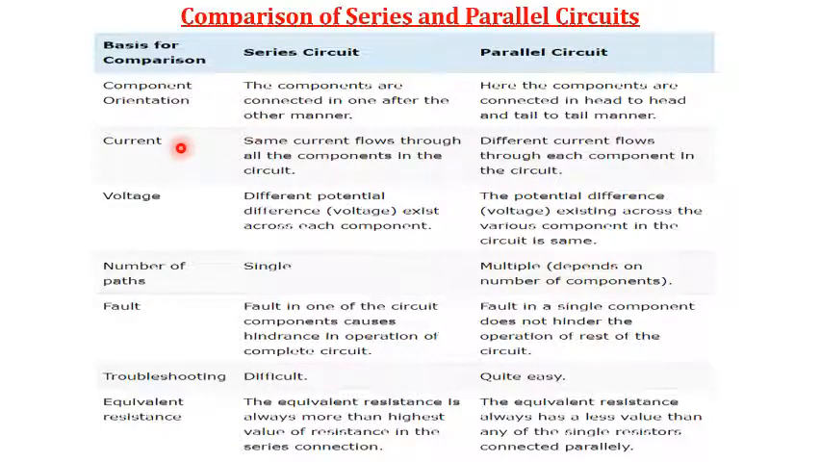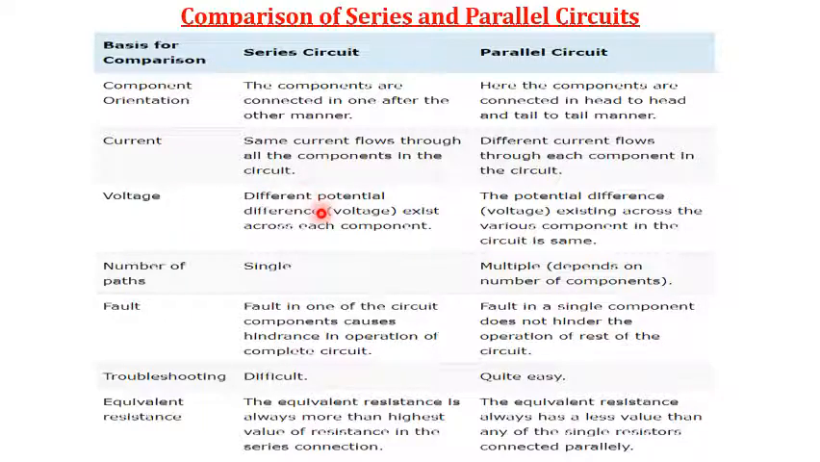If you consider the comparison parameter as current, in a series circuit the same current flows through all the components in the circuit. In a parallel circuit, different current flows through each component in the circuit. That means here the current is the same, and here the current will be different for each component.